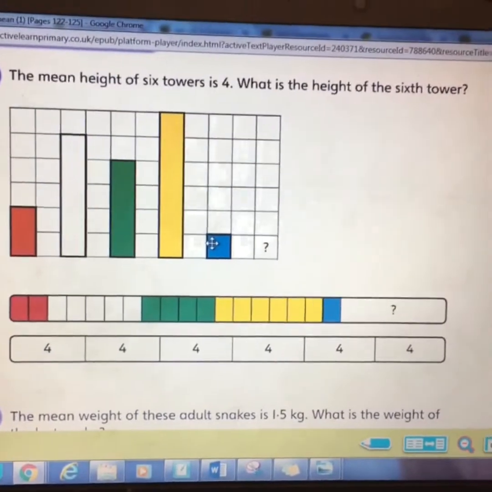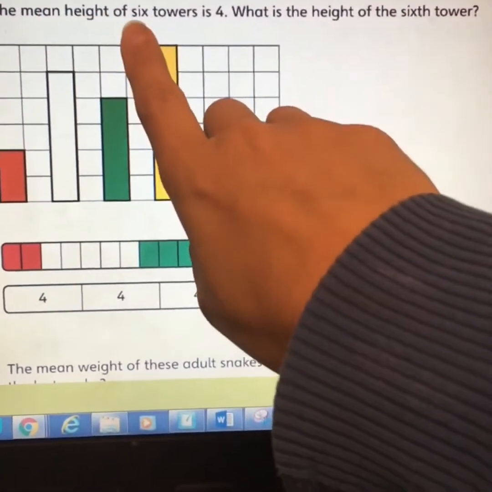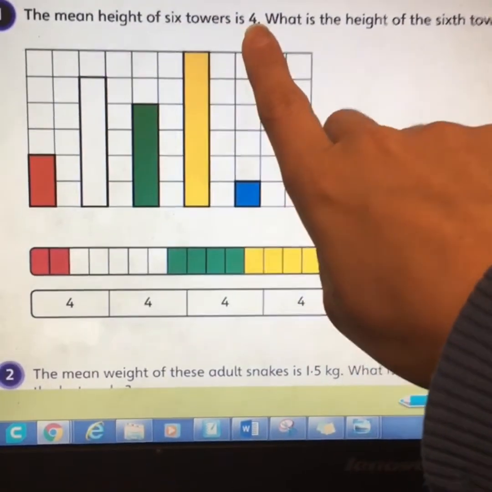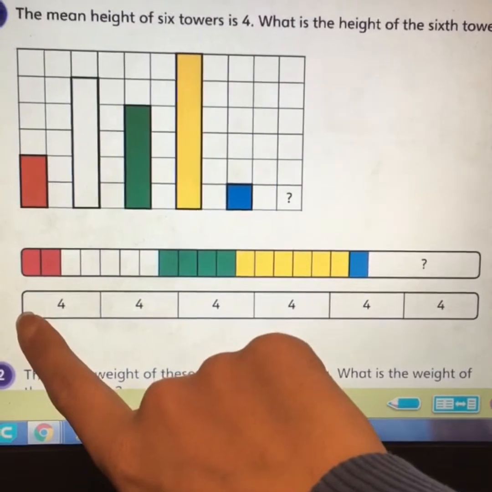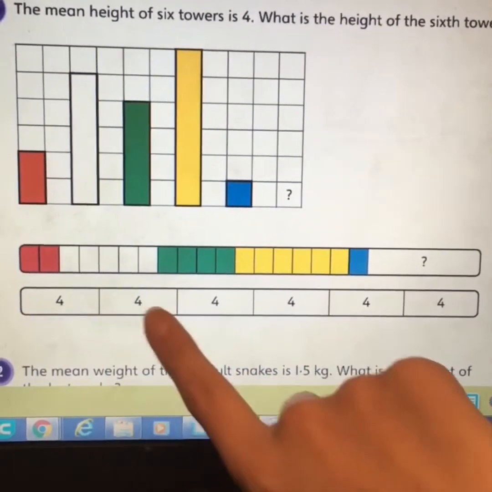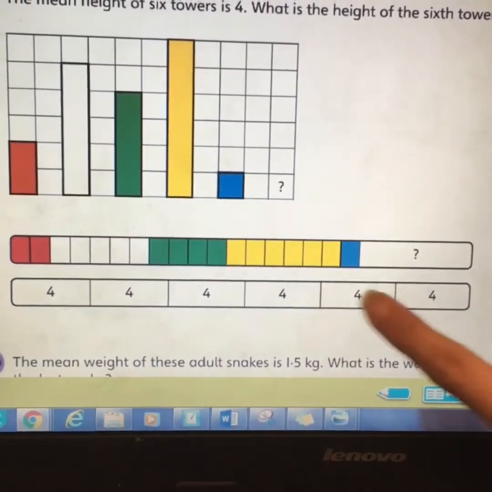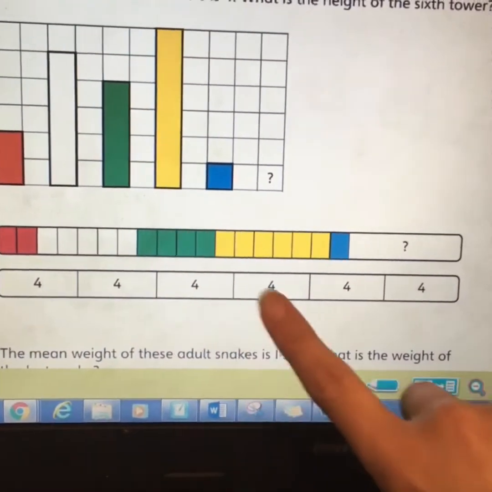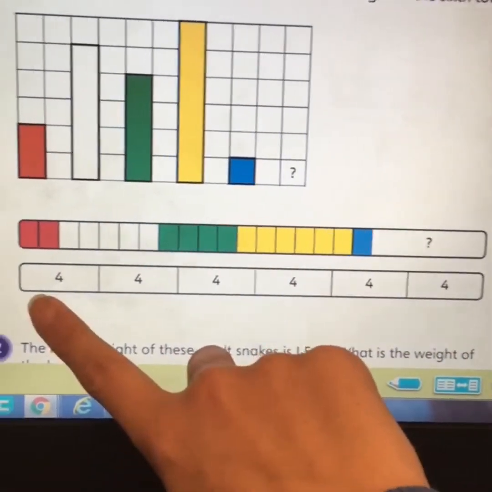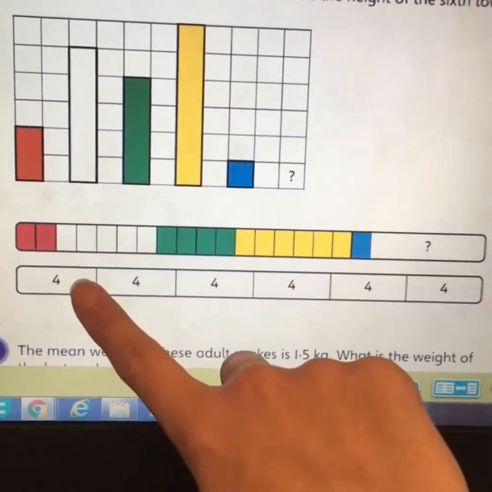So we're kind of thinking the opposite to how we were thinking before. If we know the mean height of 6 towers is 4, it will be shared out, but we can say we've got 4, 4, 4, 4, 4, 4. We've got 6 lots of 4 because that's the mean, that's the average. If we shared it all out, there would be 6 lots of 4. 6 lots of 4 is 24. So altogether, the total has got to be 24.